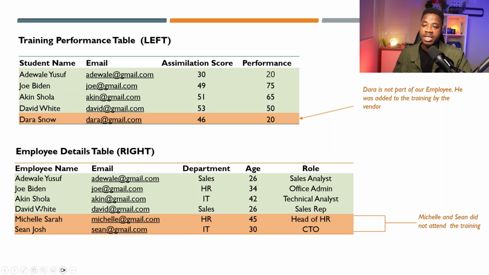You can also see them right here in our staff table. But Dara is not in our staff table because Dara is not part of our staff. Michelle and Sean did not attend the training. That's why you can see them only on the employee table here. So what we are going to do is see how these two tables have an effect and how we can query them in SQL and how you can use join to combine them.